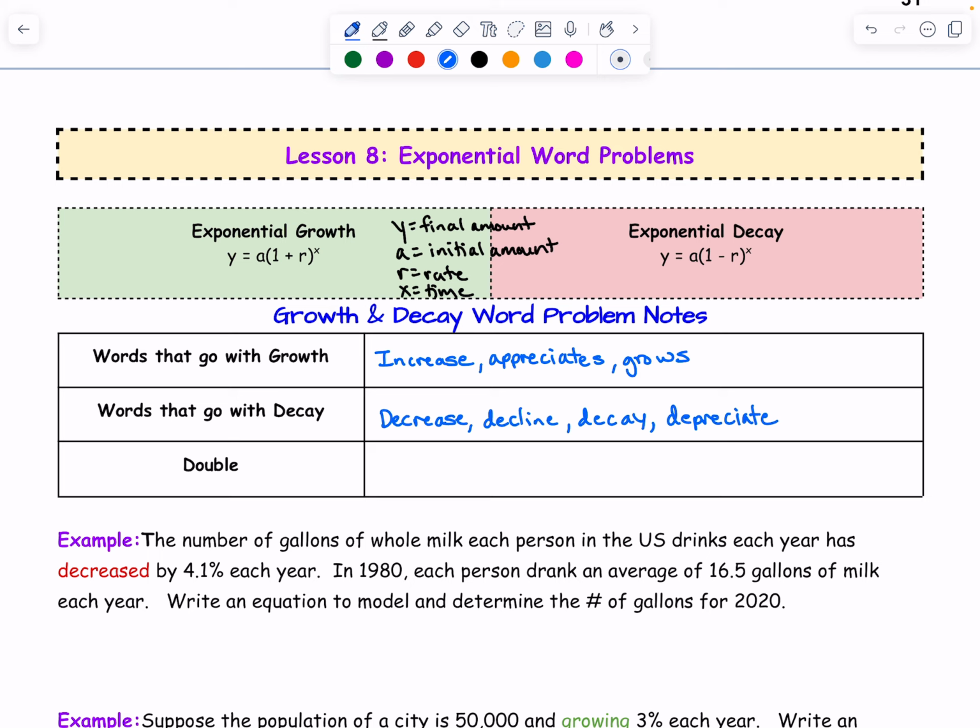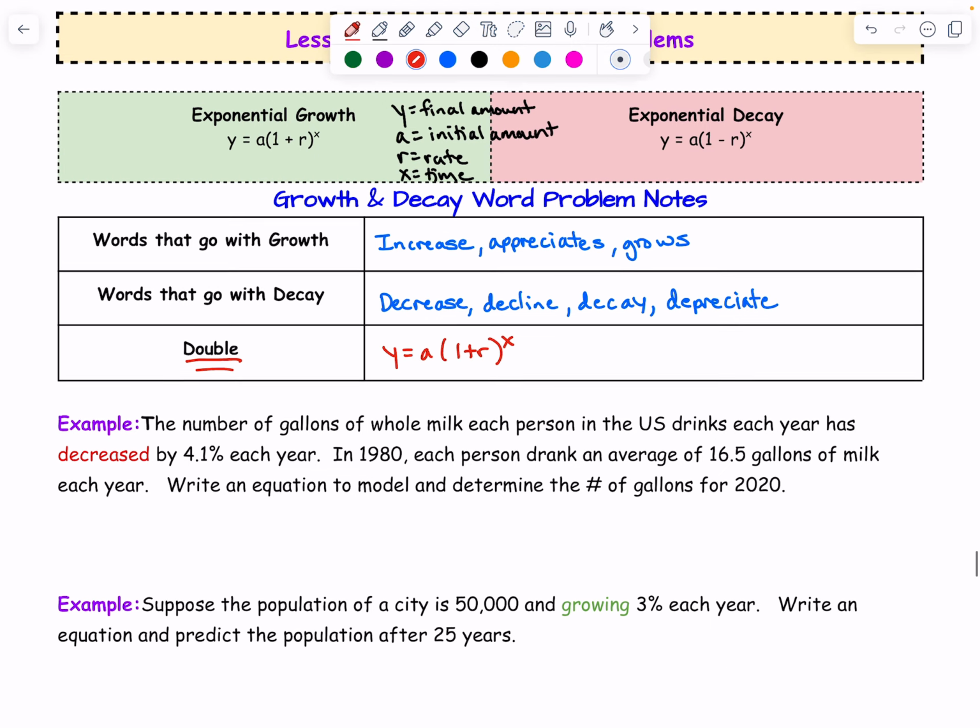Now, when you double something, it's a specific type of problem where you have your formula where y equals a(1 plus r) to the power of x. And you want to think about, to double something, you have to have 100% of what you started with, which is the 1 that's in our formula. And then your rate would have to be double what you started with. So 100 plus 100 is what that would need to mean.